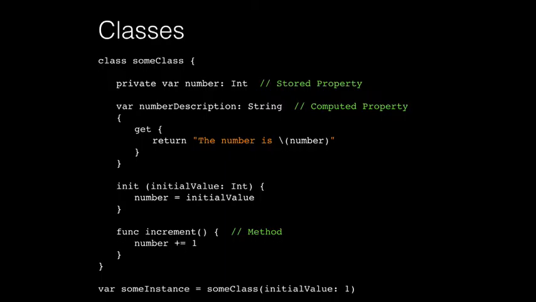Classes have an init method to do any initialization, and the rule with properties is that they must all be set within the init, or else they would have to be assigned up here. You can default the values of a class. So in this case, I've assigned number and initial value within the init, so we're okay. But if I didn't do that, it wouldn't compile.